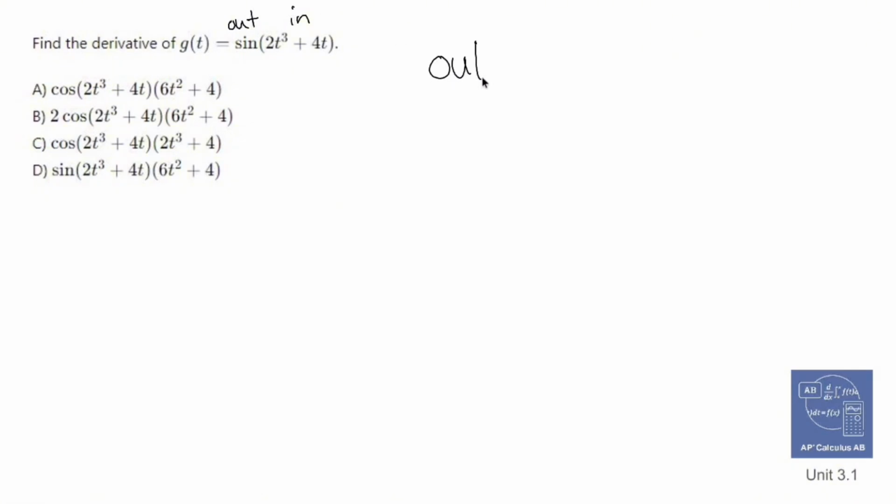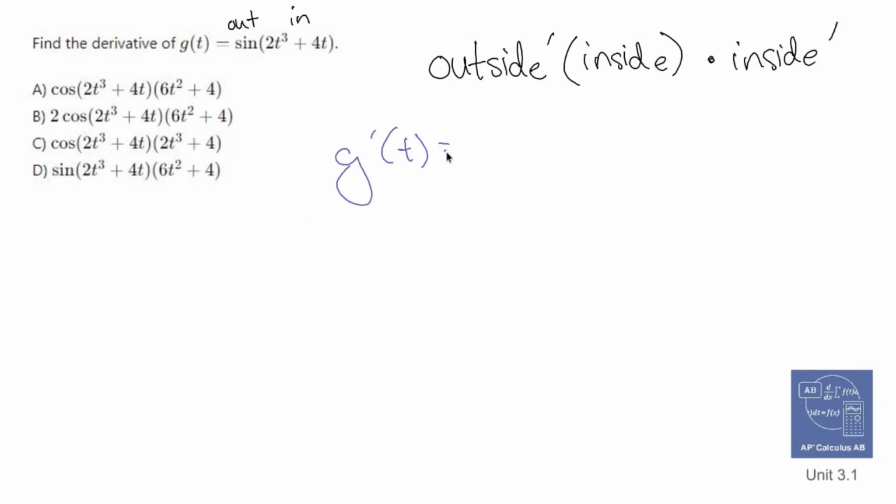You take the derivative of the outside stuff. So I would take the derivative of sine, but then I would keep the inside exactly the way it is. And when I'm done with that, multiply everything to the derivative of the inside stuff. Okay, so what does that look like here? Well, g prime of t is going to be the derivative of the outside. The derivative of sine is cosine. But you keep the inside exactly the way it is: 2t cubed plus 4t.